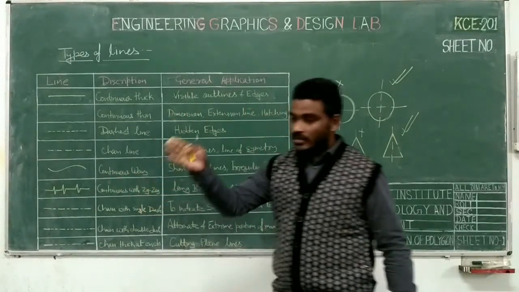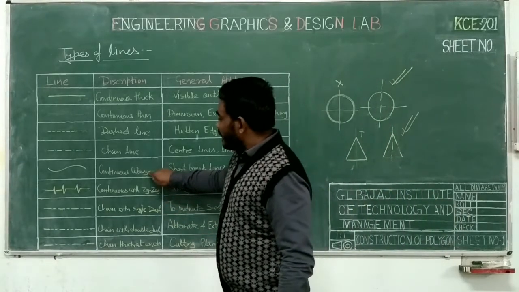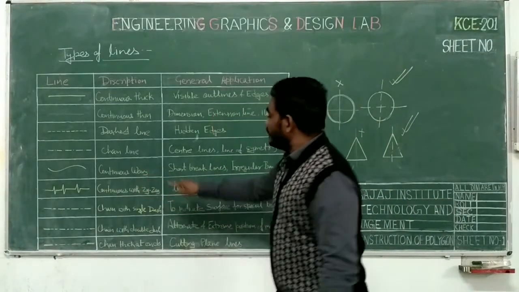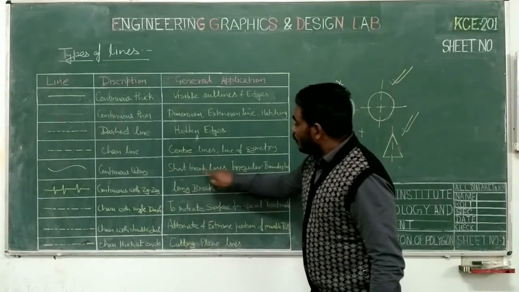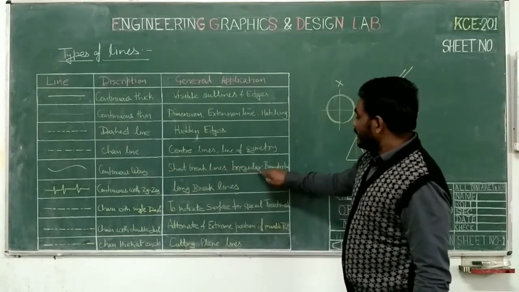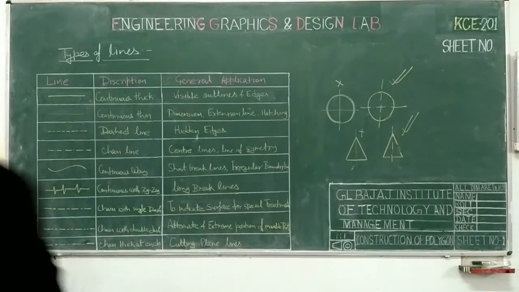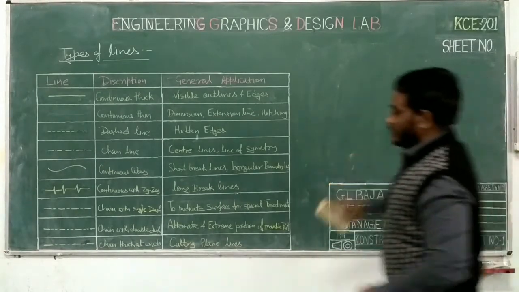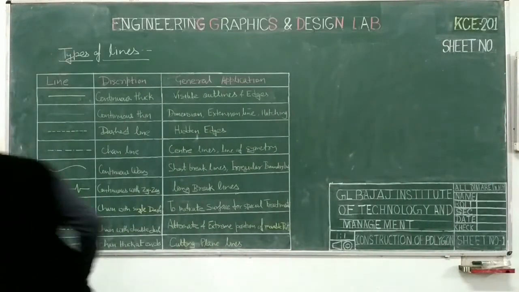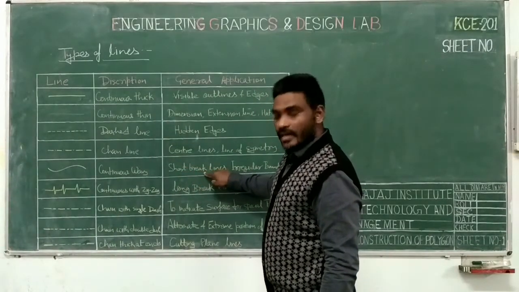After that, we have continuous freehand line or continuous wavy line. As it runs in the form of a wave, that's why it is called wavy line. And this wavy line is used as short break line or for irregular boundaries. We have an example to understand this line. It is used as short break lines.